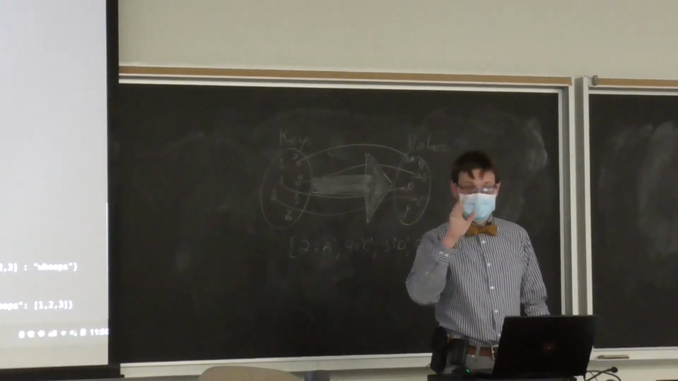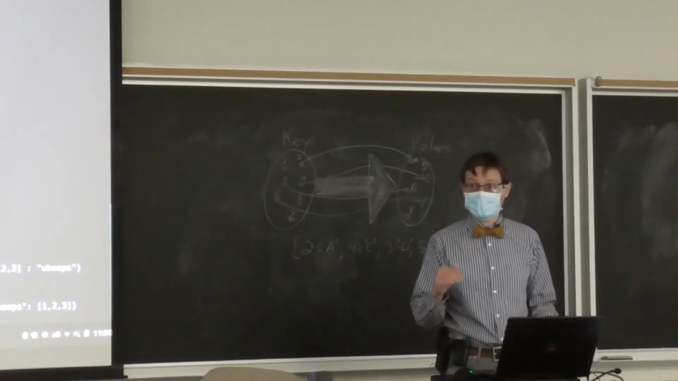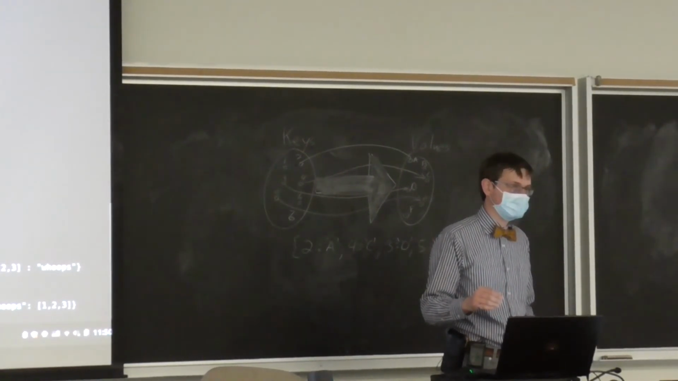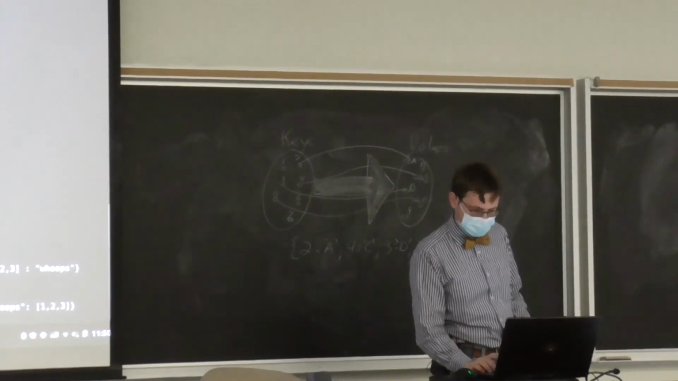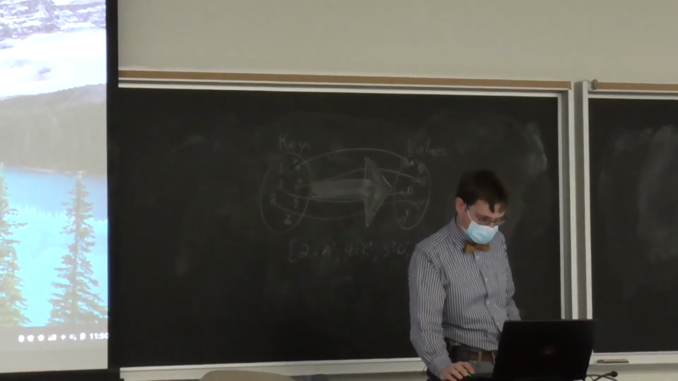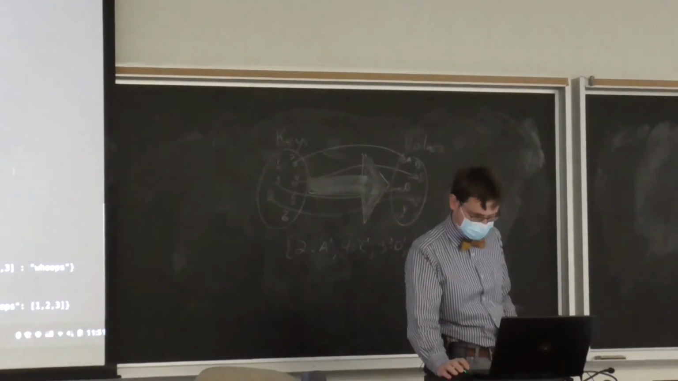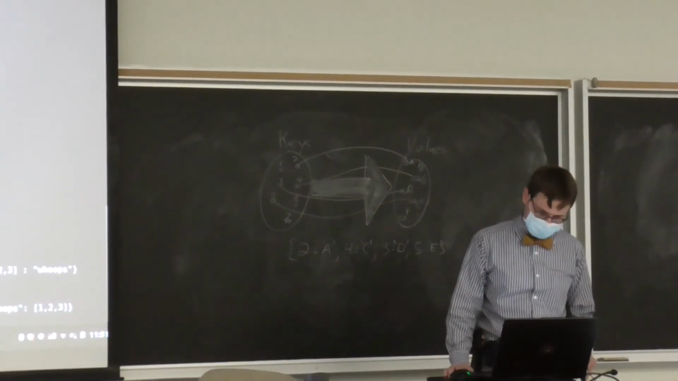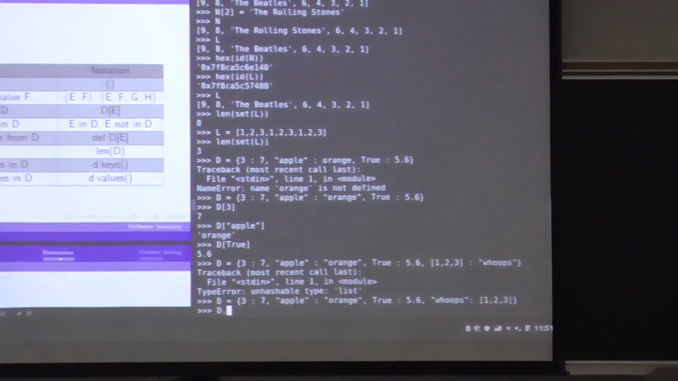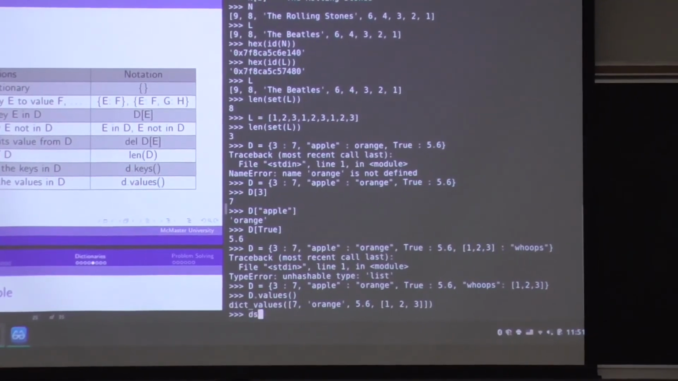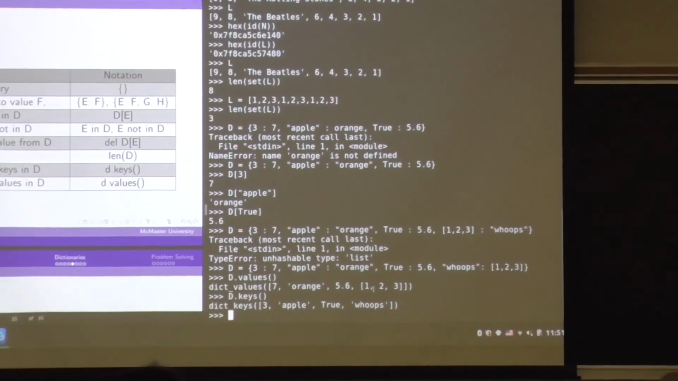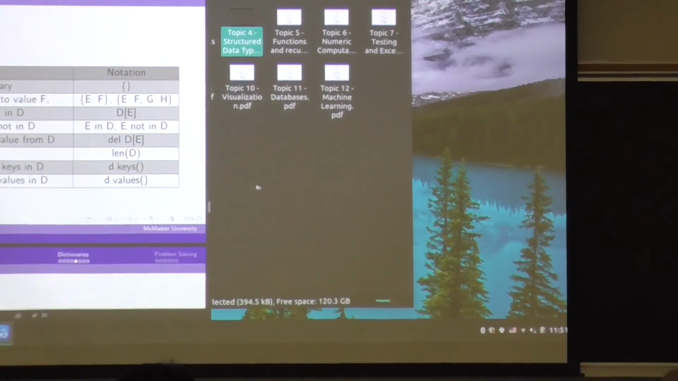Incidentally, now that you know what hashing is, you should also know what hashtags are. So, good. Anyway, D dot values is just dictionary values. D dot keys is just dictionary keys. There you go. Good.